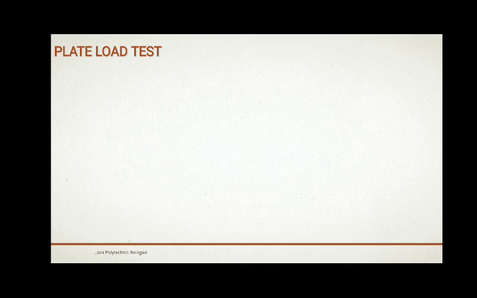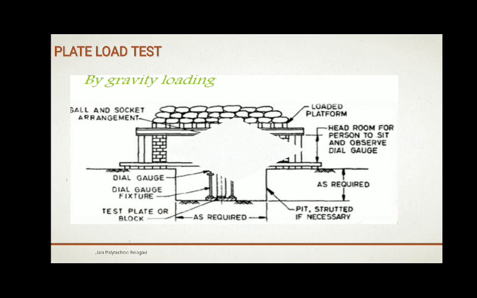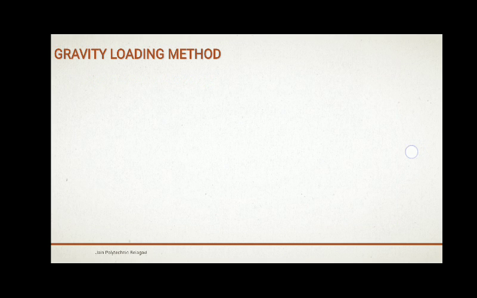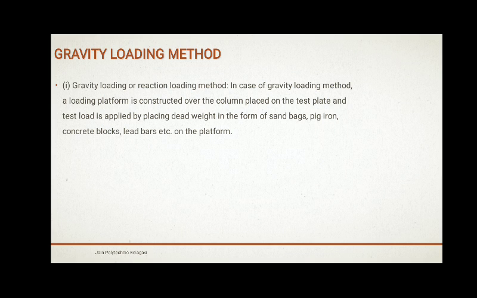Here you can see the setup of the plate load test by gravity loading. There is a setup of 2 columns where a hydraulic jack is used in between, and a plate, circular or rectangular, is placed on the ground and loading is given to determine the bearing capacity. The gravity loading method is also called the reaction method.